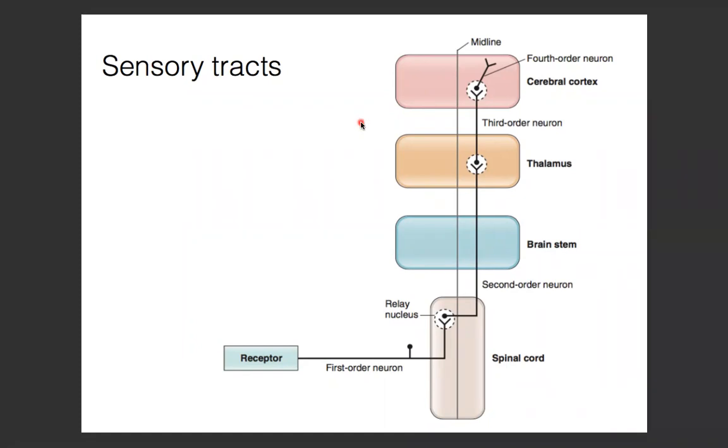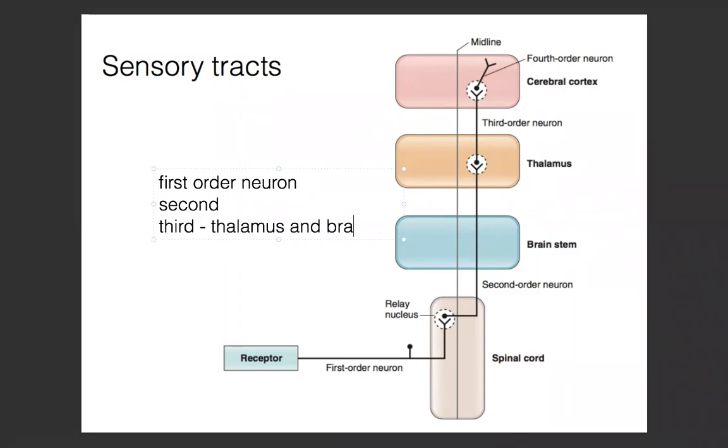When it comes to sensory or ascending tracts, they don't go all in one go. They're going to be synapsing on the way. Each time they synapse, we call it an order neuron. So we have a first order neuron, second order neuron, third order neuron. A third order neuron is always between the thalamus and the brain. These tracts in the end enter the thalamus, they reach the thalamus, and then from the thalamus to the brain is the third order neuron.